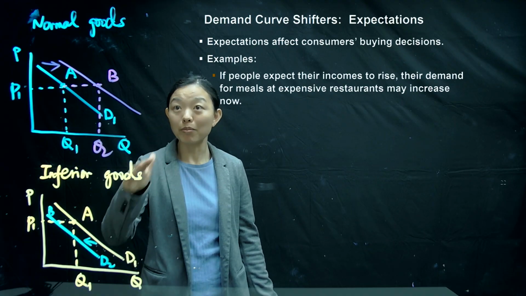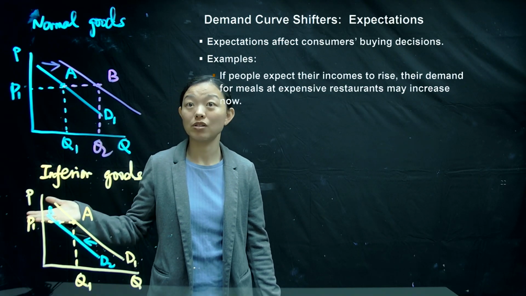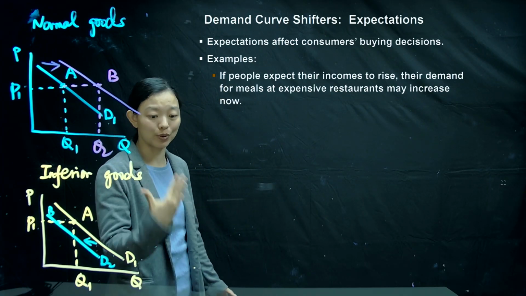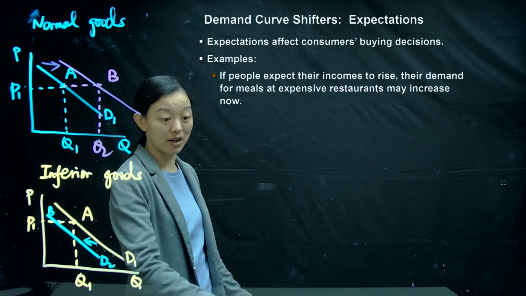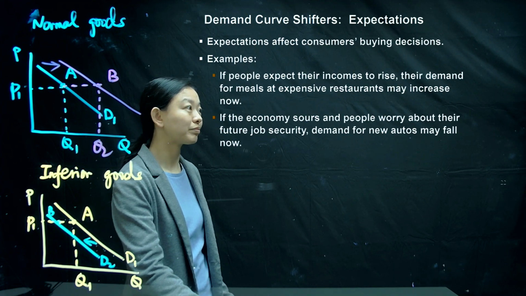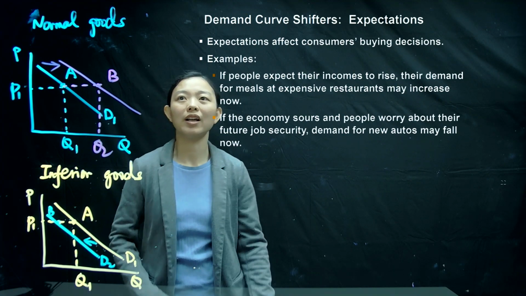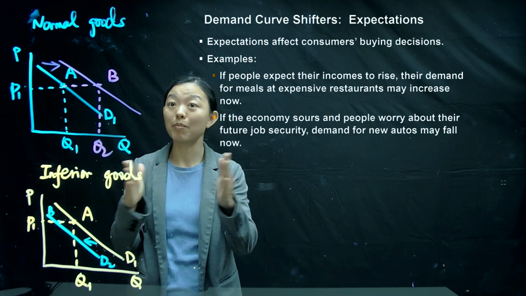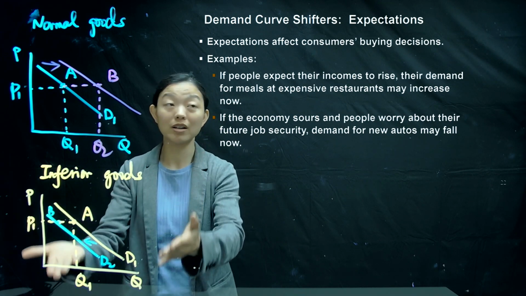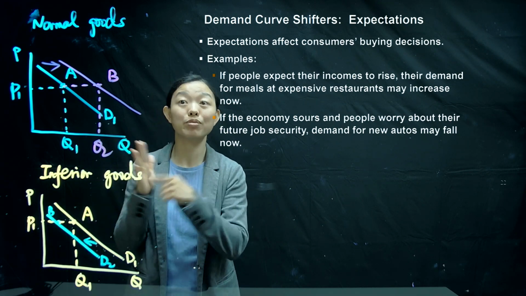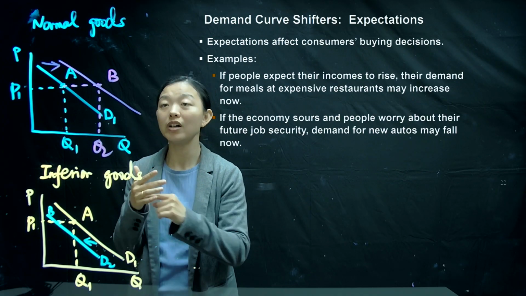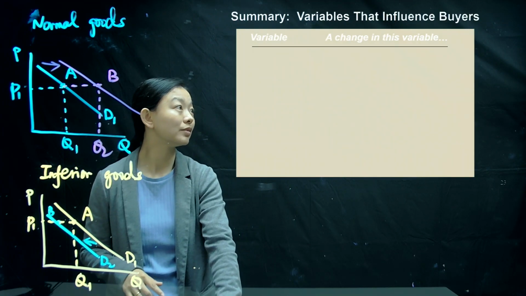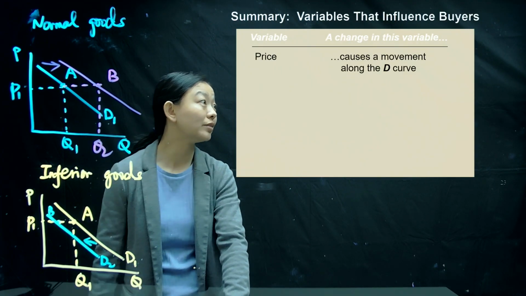Even if the meals at the expensive restaurant don't change, the price doesn't change, because of my expectation changes, it will also affect my demand for those expensive meals in restaurants. Okay, so you can notice if those non-price determinants change, it will shift the demand curve, right? We will have multiple demand curves showing here. However, if just the price of the product itself changes, we will only have one demand curve and will move along that demand curve.